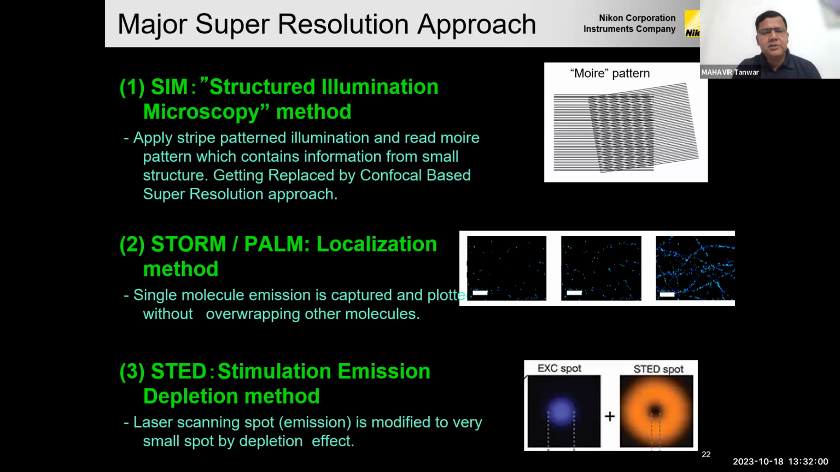Then another is STORM, stochastic optical reconstruction microscopy, and PALM. PALM is also a localization microscopy, photoactivated localization microscopy, we call it, and of course STED. So these are the three major approaches for super resolution. We talk here about SIM and STORM majorly, and let's see how they work.